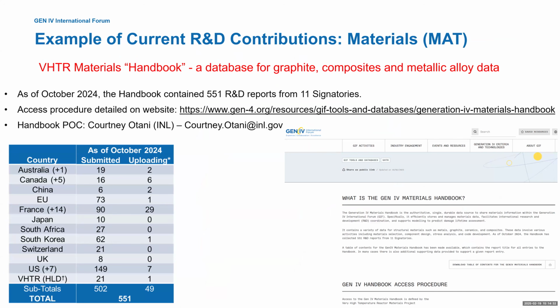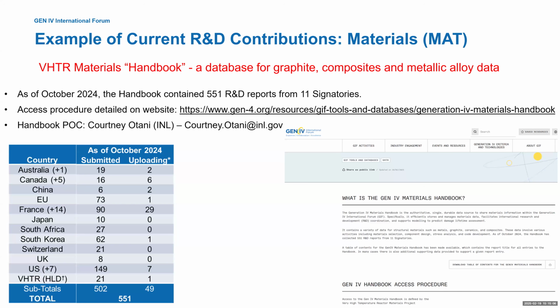So if you look at the materials PMB, here's an example of a really excellent case of collaborative work within this community. There is a database for graphites, composites, and metallic alloys. It's called the VHTR Materials Handbook. The handbook is from back in the day when it was actually still an actual handbook, and now it's a database, of course. It was, or it is, at Oak Ridge National Lab for a long time. We are transitioning this to the Idaho National Lab right now.